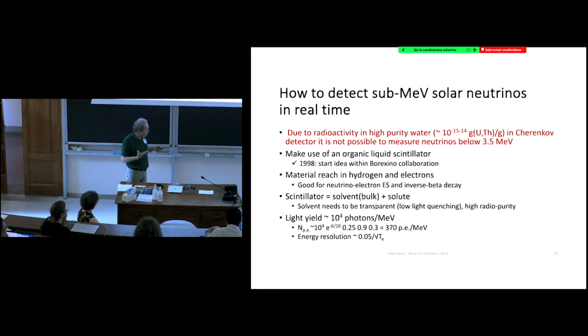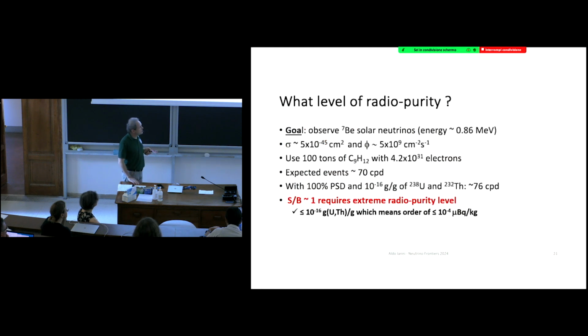How much the radiopurity we are talking about? This is easy to establish because if, for example, we aim to observe a beryllium-7 neutrino at about 0.9 MeV, this is the cross-section, elastic scattering. This is the flux we can take into account. And so for 100 tons of liquid scintillator, this is the case of Borexino, you have that many electrons, and you expect 70 counts per day. So this is easy to determine.